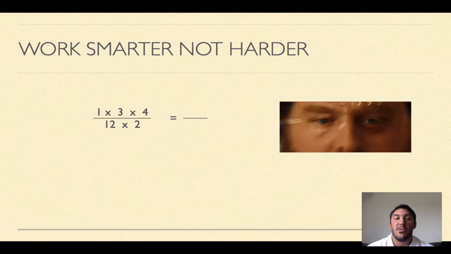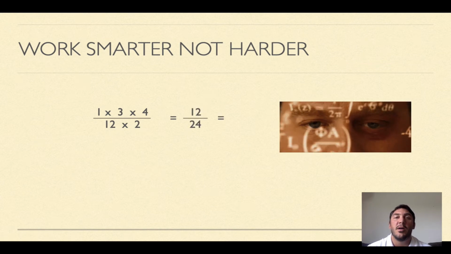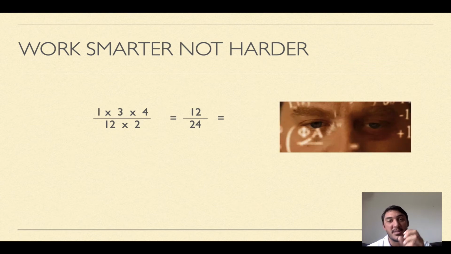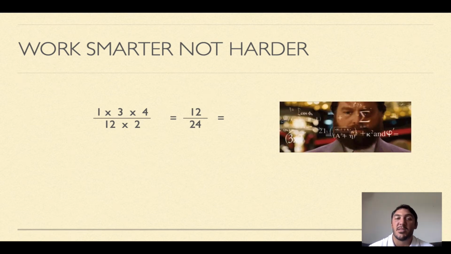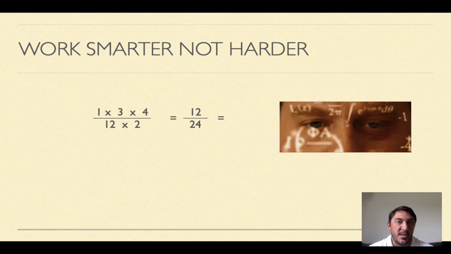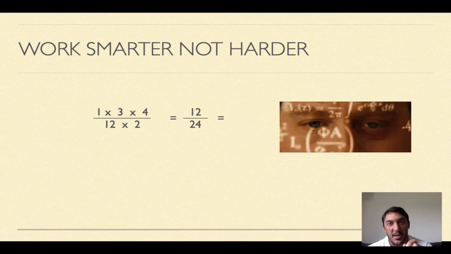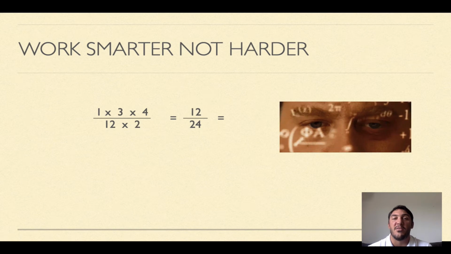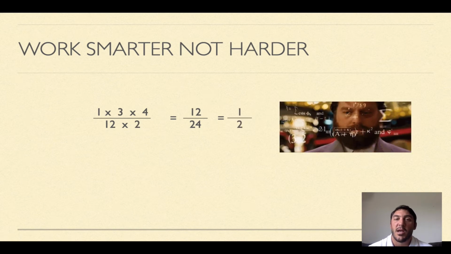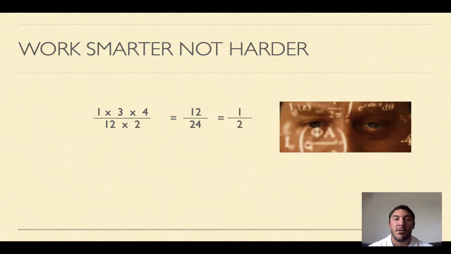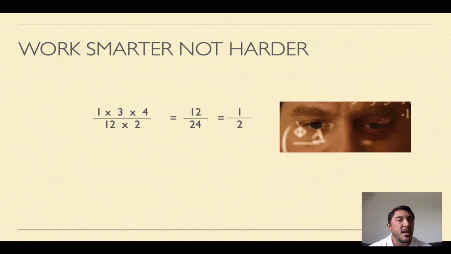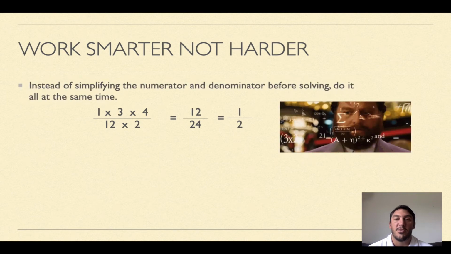So here's what you don't want to do: you don't want to stop and simplify the numerator. 1 times 3 times 4 equals 12, write it down. Hit clear on your calculator. 12 times 2 equals 24, write it down. And then do 12 divided by 24, which is a half. That's the long way of doing things. If you have a calculator, let the calculator do all the work.